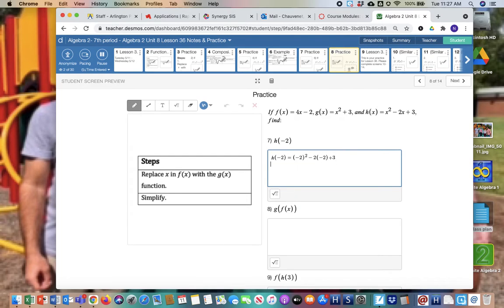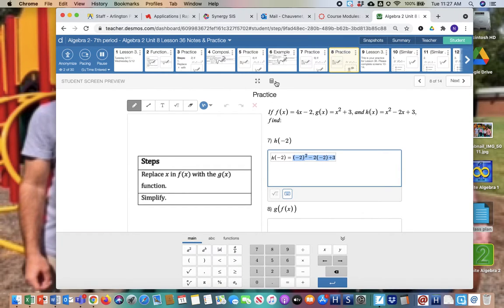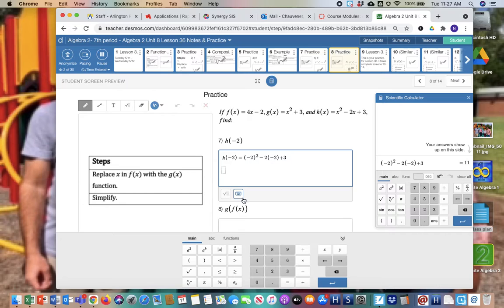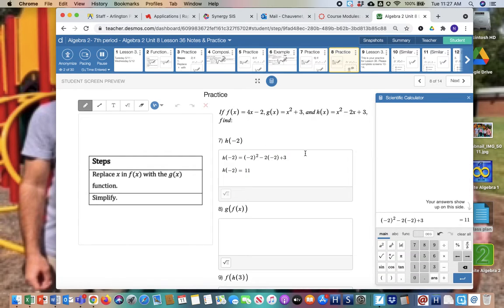So now let's write what our answer is, okay? Again, if you need to, you can just copy this, and then hit it in the calculator. There you go, and we get 11. So then the way we write our answer is h of negative 2. And again, what does that mean? It means the negative 2 went in for x, and then the answer was 11. So h of negative 2 is 11. All right, so that would be that first scenario.